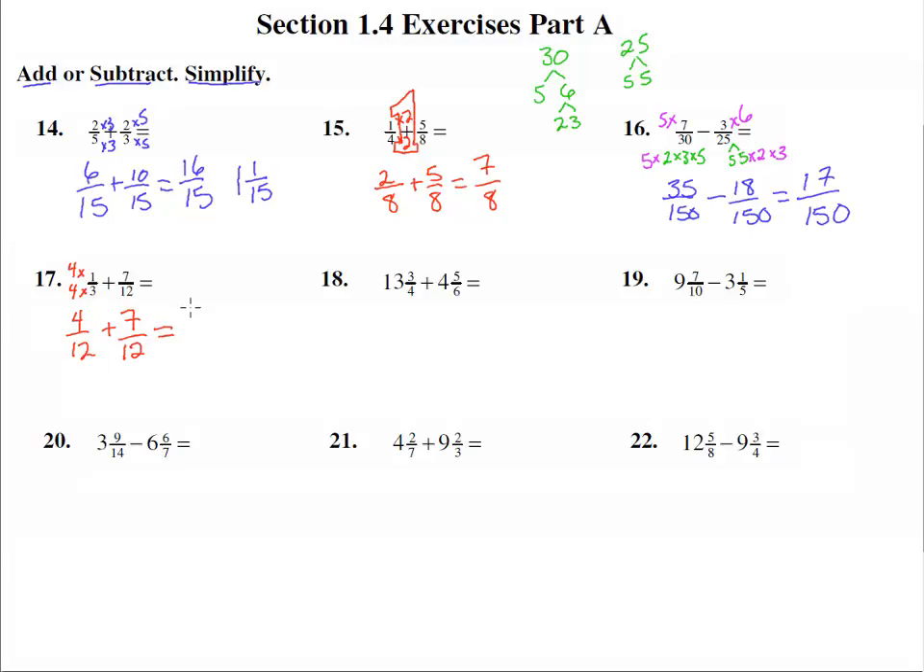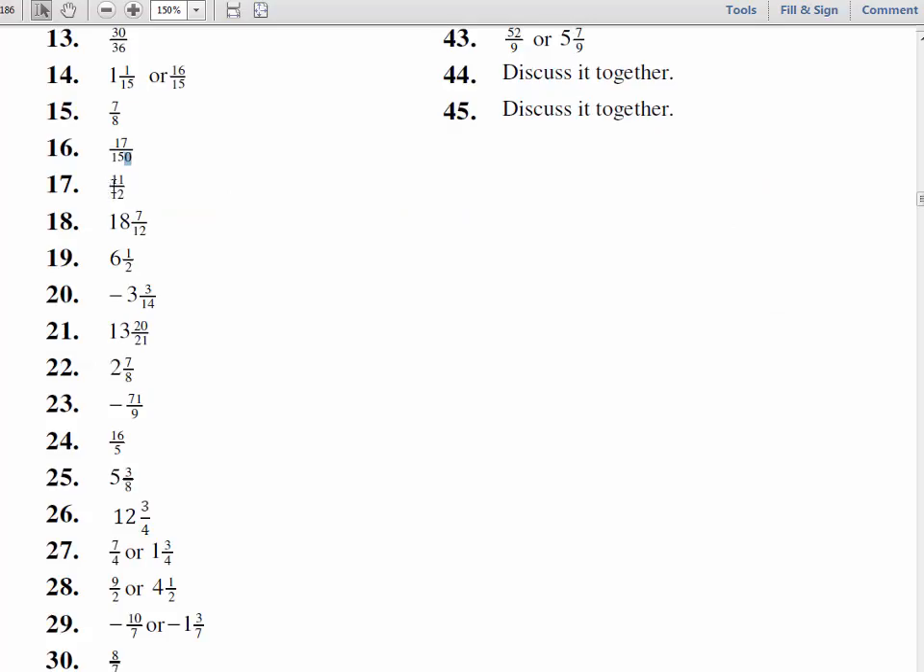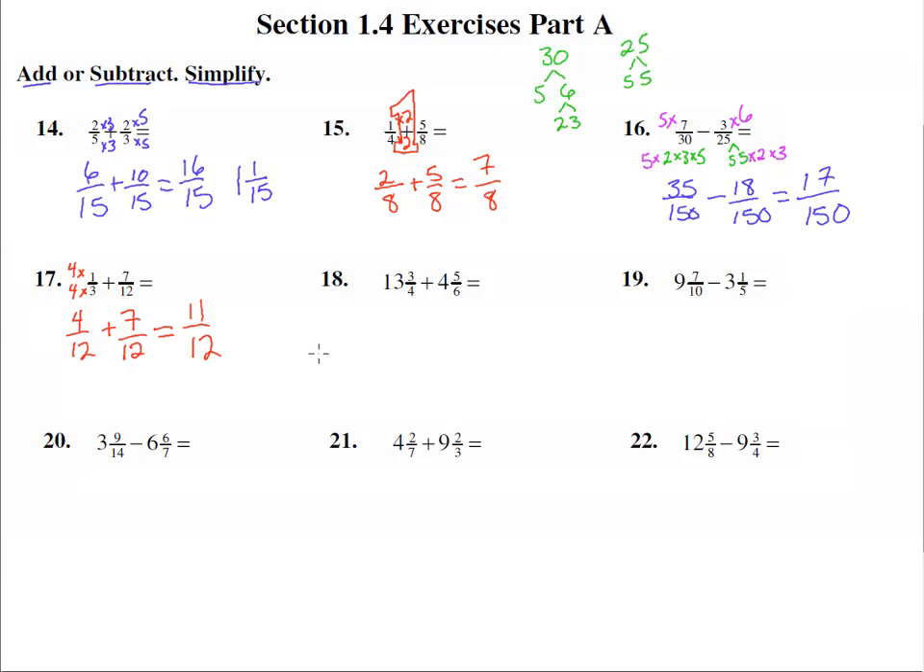4 plus 7 is 11 of those 12s. And the bottoms will never add. They're just the names of the fractions, the denominators. Let's double check, and there we have it, 11/12. Ooh, this one's got a few extra things. 13 and 3/4 plus 4 and 5/6.